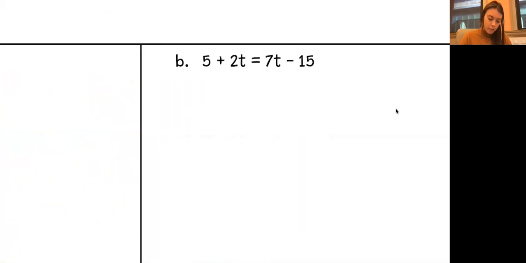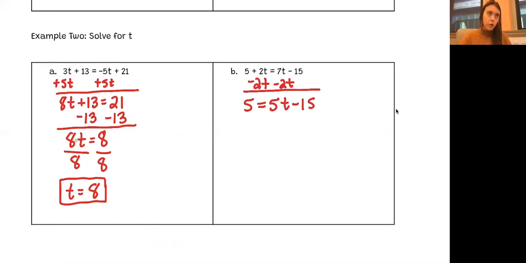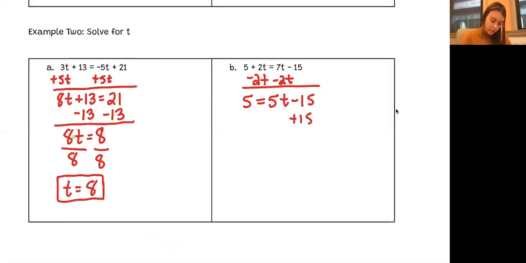Over here, I am going to subtract 2t on both sides because that will give me a positive t value in the end. So on the left side, that would leave me with 5. On the right side, that would leave me with 5t. And then leftover is minus 15. Reverse order of operations. So first I want to get t by itself on the right side alone. So reverse order of operations tells me I'm going to handle the addition and subtraction first. So I'm going to add 15 on both sides. And I'll get 20 equals 5t.